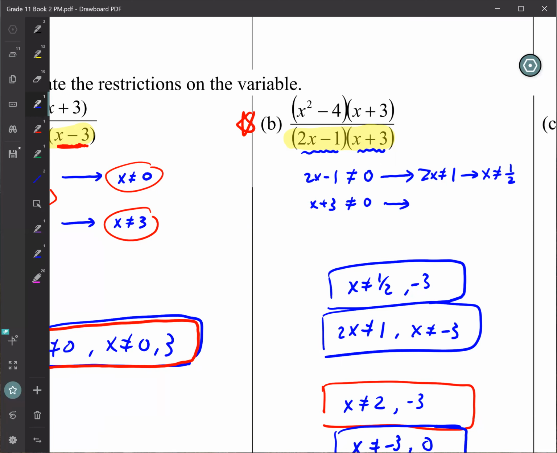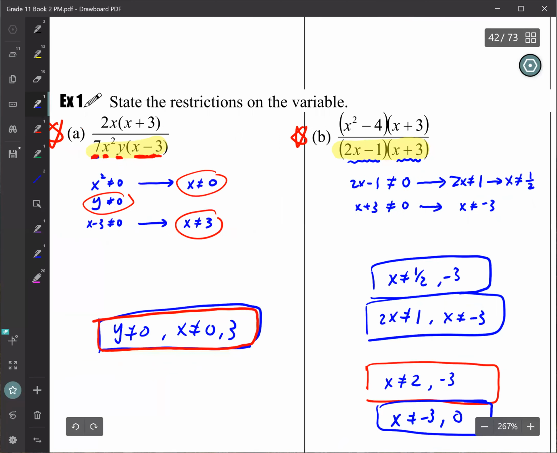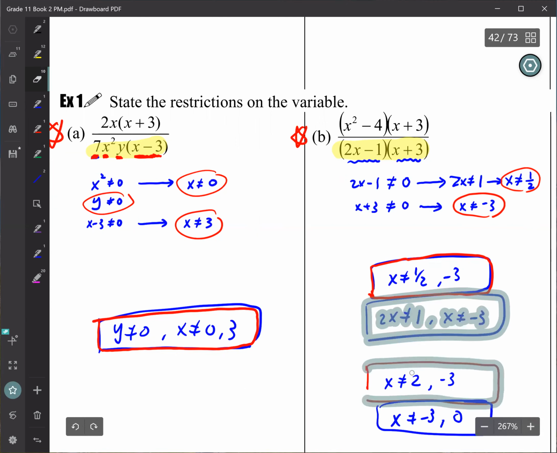Okay, for the second part, this one is the easy part. You just move the 3 over. So x cannot be -3. So there's no 0 here, okay? You only get 0 if the factor has just the variable alone, nothing attached to it. Look, compare with the last question. So your restriction is just these two. Okay, so your answer should be this. Okay, let me erase the other ones. Okay, do you get it now?